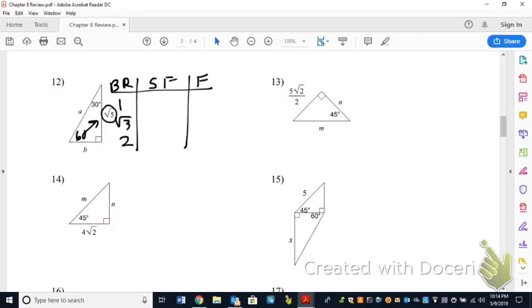So that means it's a 1, radical 3, 2. Now the square root of 5 is across from our 60, so that means it's across from our square root of 3.